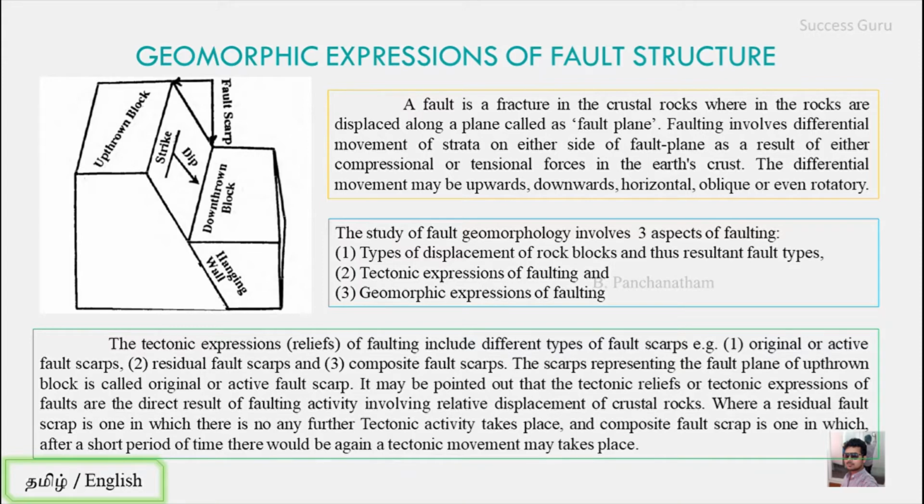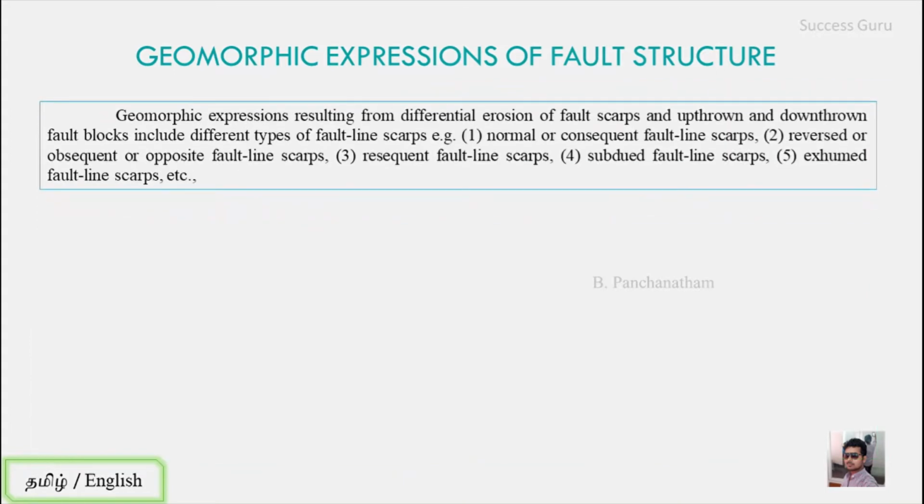The scarp representing the fault plane of the upthrown block is called the original or active fault scarp. It may be pointed out that the tectonic relief, or the tectonic expression of the fault, is a direct result of faulting activity that involves relative displacement of crustal rock, while the residual fault scarp is one in which no further tectonic activity takes place, and composite fault scarps are ones in which after a short period of time there may again be a tectonic movement. So this is a generalized theme about the tectonic expression of the fault, but our main interest is the geomorphic expression of the fault structure.